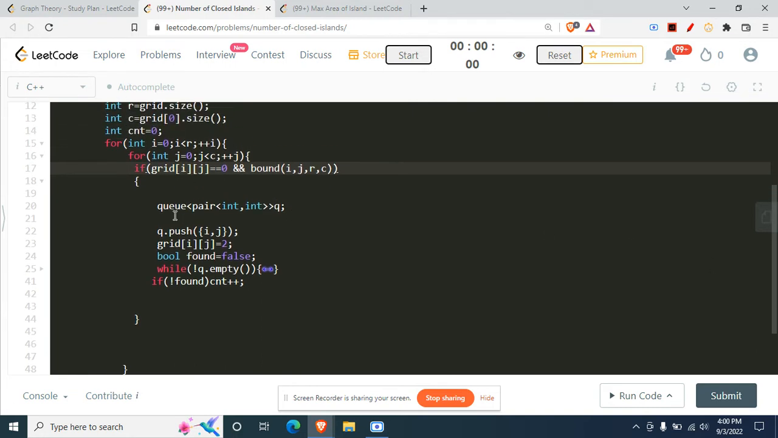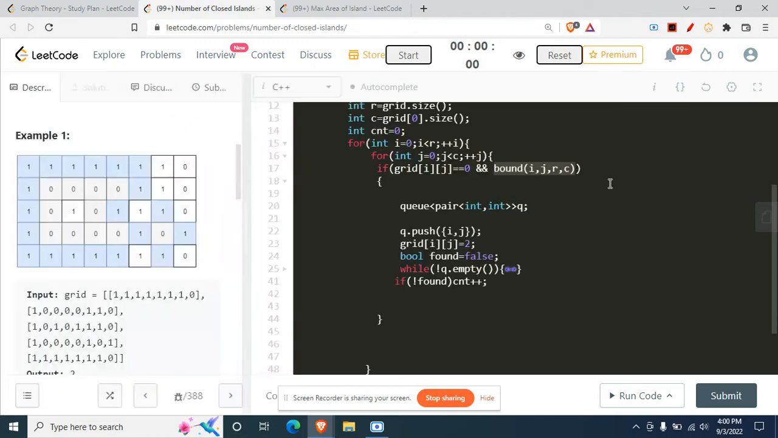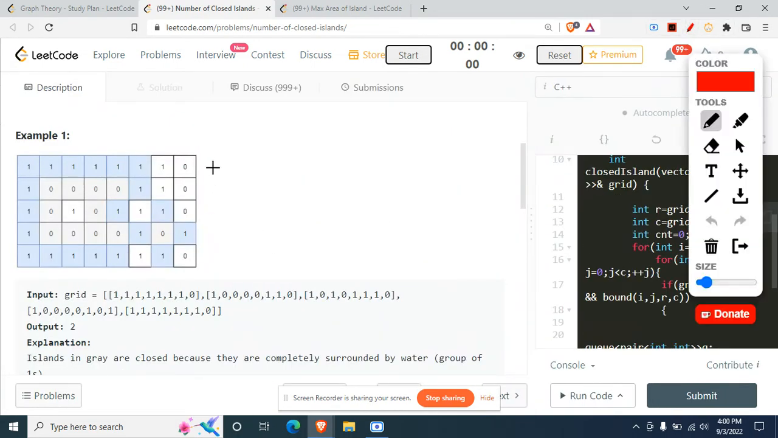Let's see how we are going to do it. We have maintained a queue, a simple queue, which is used in BFS. After that, we will be starting our BFS from every position where we have land, that is represented by zero. And what is this bound doing? See, as I said and mentioned earlier as well, we do not care about the edges, so we'll be simply ignoring that.